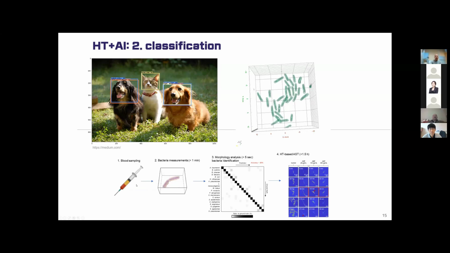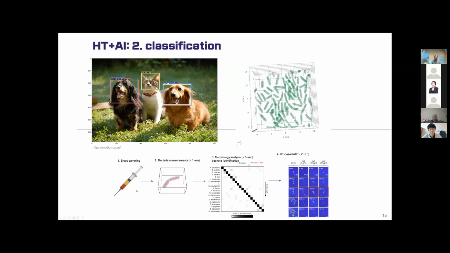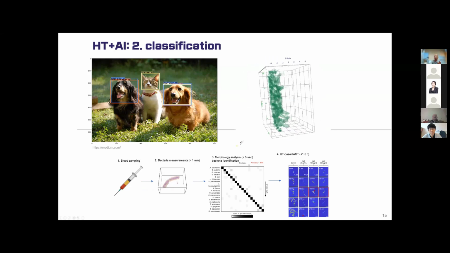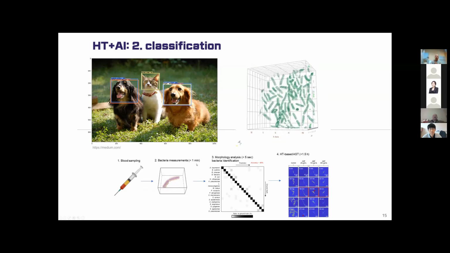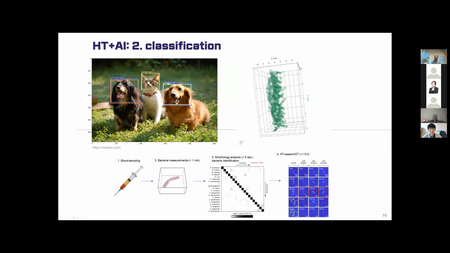After taking blood from a patient with an infectious disease such as sepsis or a UTI, or taking a sputum sample, we can measure individual bacteria. It only takes a few seconds. One minute is for the sample preparation, because it takes only 0.3 seconds to measure the tomogram, a few seconds to perform the reconstruction, and a few seconds for the AI classification.